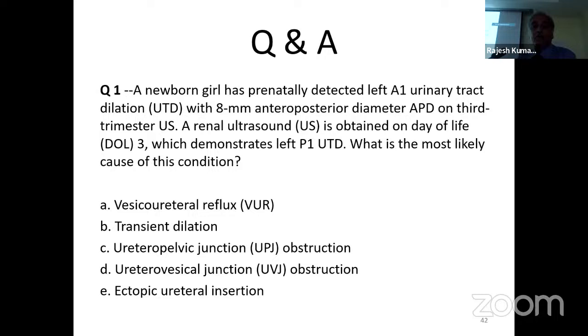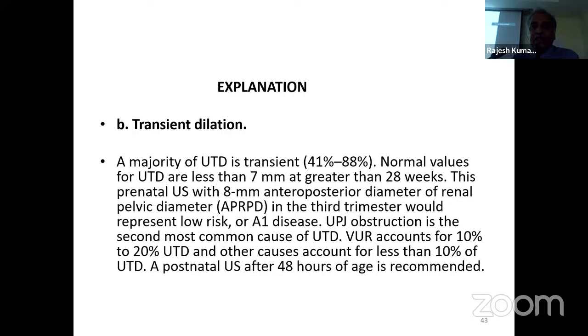Transient dilation. So this is a case of a low risk UTD, P1, postnatal UTD. So the most probable explanation is a transient dilatation, and the majority, about 41 to 88%, belong to this group. The normal values are usually less than 7 millimeter at third trimester and less than 10 mm at postnatal period. UPJ obstruction is the second most common cause of UTD. VUR accounts for 10% to 20% and other causes account for less than 10%.